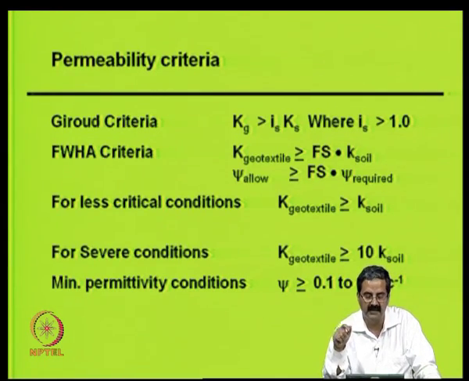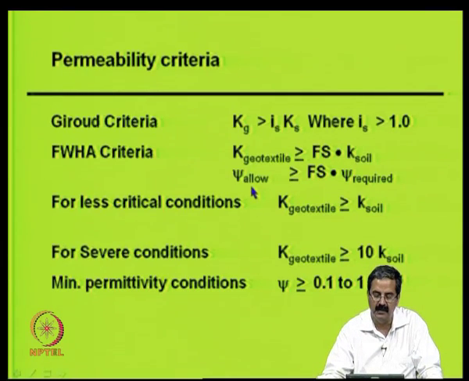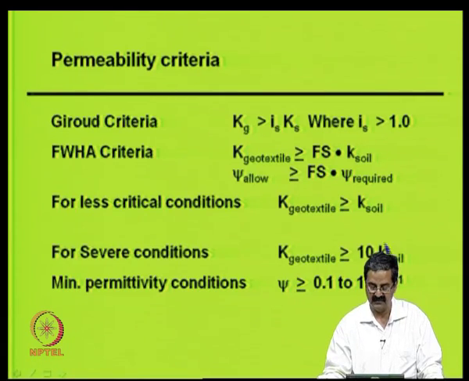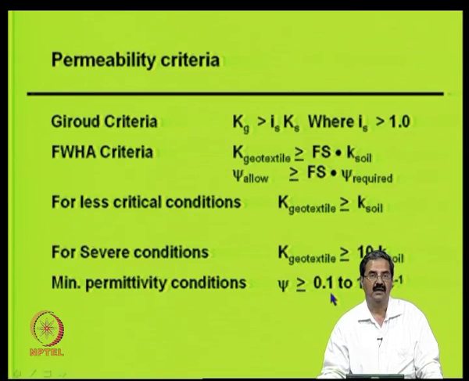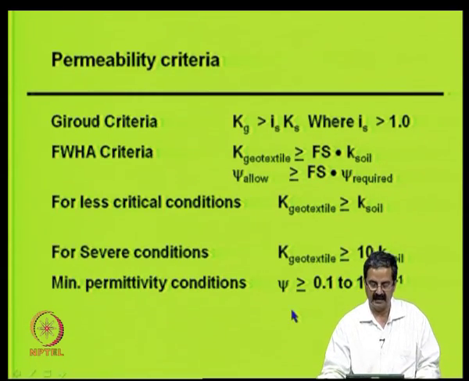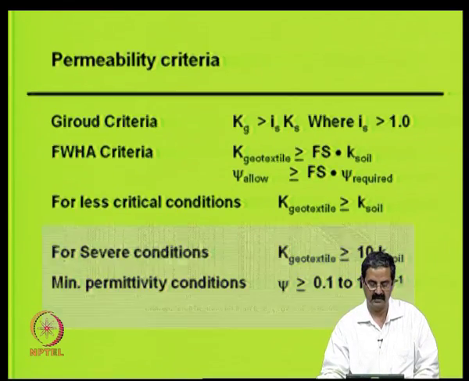So, this permittivity criteria is another important one, and the allowable permittivity should be more than required. For less critical conditions, K geotextile more than or equal to K soil is fine, but for severe conditions, the factor of safety should be good. For minimum permittivity, as I mentioned, it is centimeter per second by centimeter thickness, so it comes in units of per second, and it can be 0.1 to 1. These are some minimum criteria that they have given, and if you look at any of the manufacturers' product literature for geotextiles, they will all have this information.